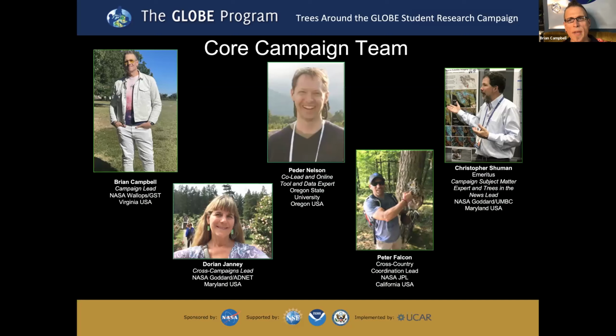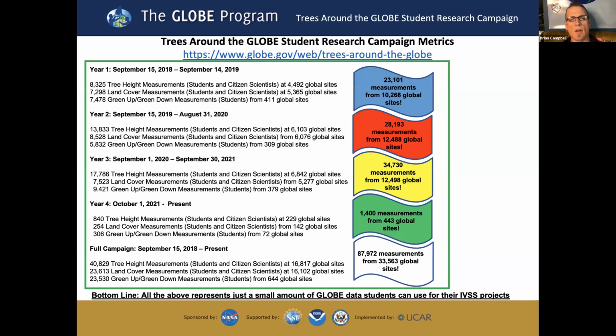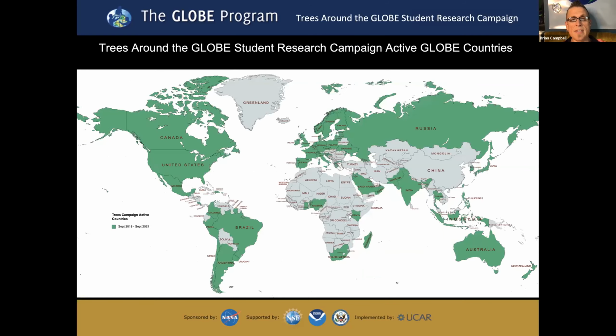So here's our core campaign team. Some of the metrics here, I'm going to go once again all the way to the bottom. We just started year 4. October 1st was essentially the first day for year 4, but this is our first webinar as part of year 4. As you can see here, we have full campaign metrics where we have over 40,000 tree height measurements from over 16,000 global sites, over 23,000 land cover measurements from over 16,000 sites, and over 23,000 greenings observations from the students from over 644 global sites. That's a lot of data.